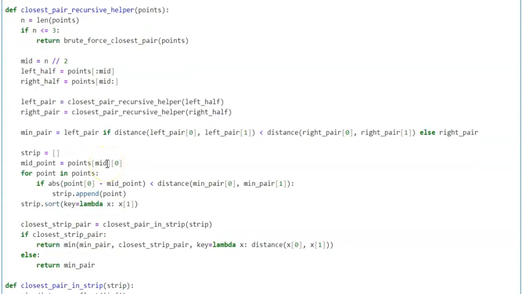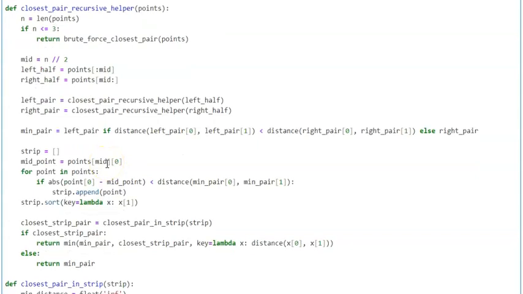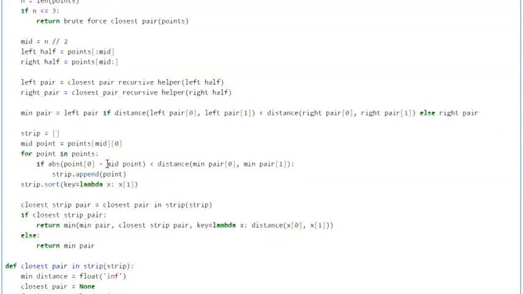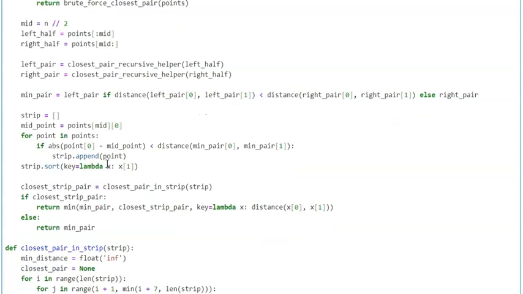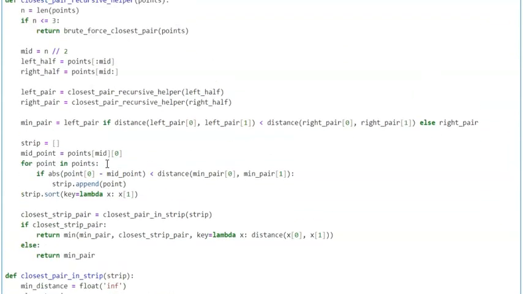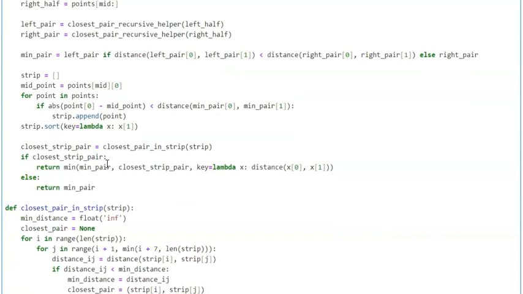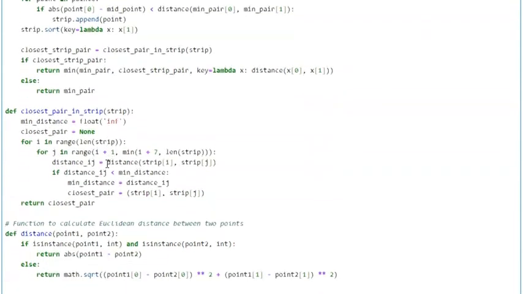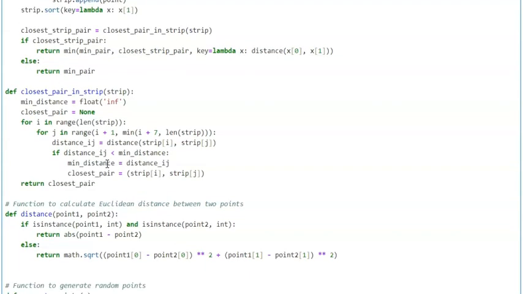In this, what we have done is made a function for finding the closest pair recursively, and the closest pair recursive helper function helps in it, in which we have used the divide and conquer algorithm. This means we divide the points at the middle into a left part and a right part, and then keep dividing recursively.